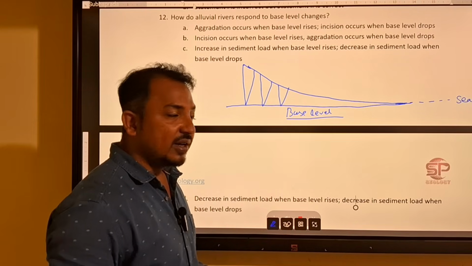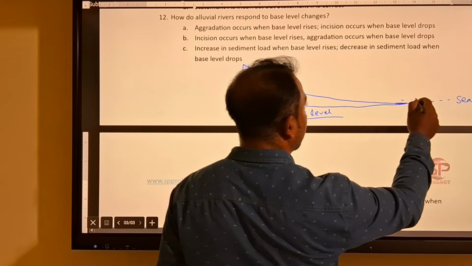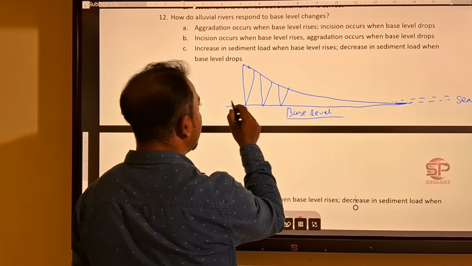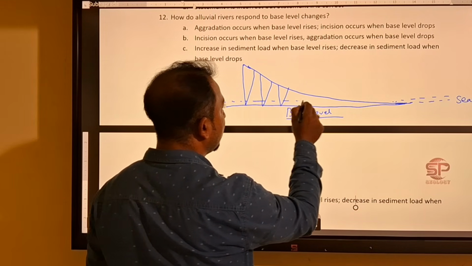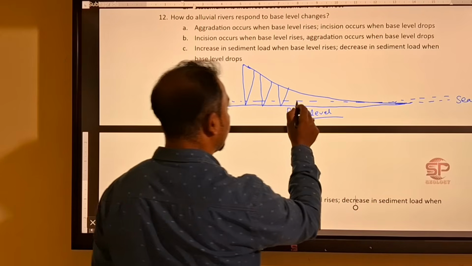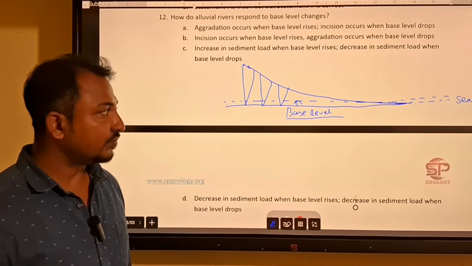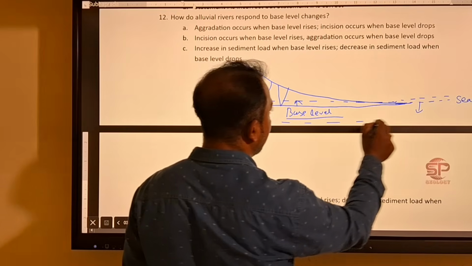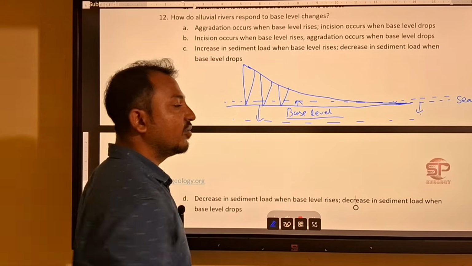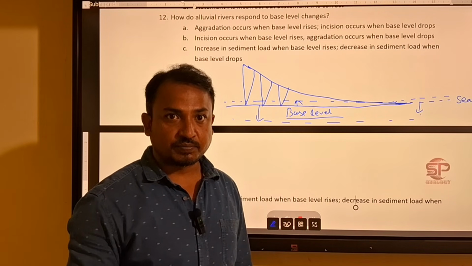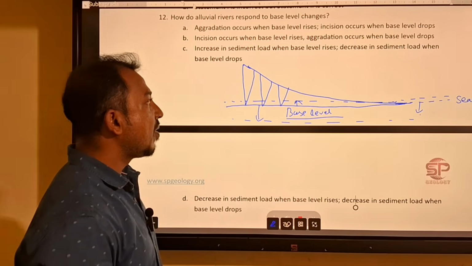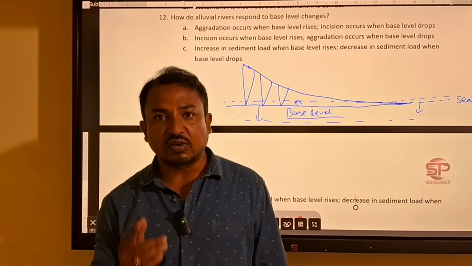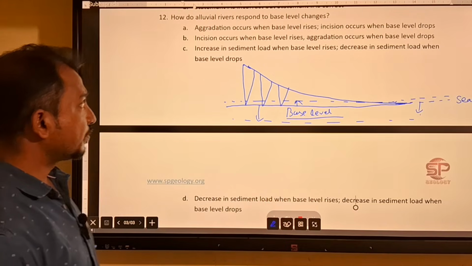If the sea level rises, then the river should match with the sea level, so it starts to deposit. So the base level will rise. If the sea level falls, then the river finds more room for incision, and there will be degradation. So sea level rise will produce aggradation, and sea level fall will produce degradation.